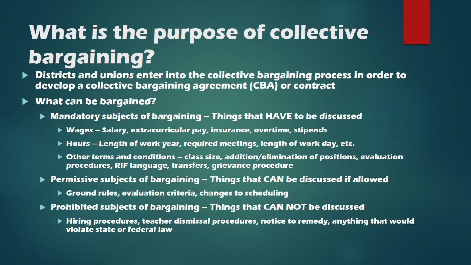The first area that the 2 sides have to talk about are called mandatory subjects of bargaining. These are things that have to be discussed. They have to be talked about by law. This is stuff like compensation. So wages, salary, extracurricular stipends for coaching and sponsorships and being the band director or whatever else, right? Insurance. I actually had a superintendent in a negotiation that I was the lead negotiator in tell us he was not going to discuss insurance with us.